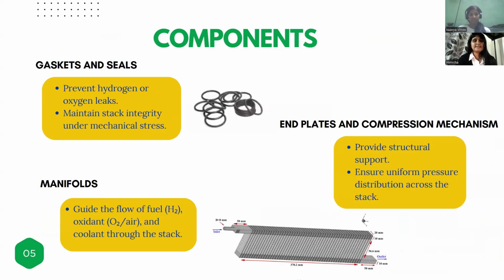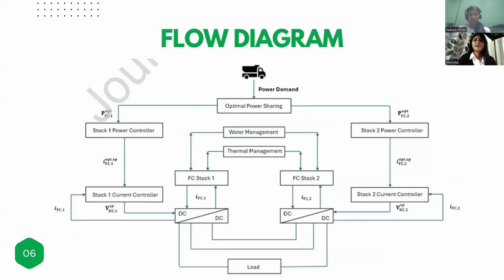Then we have gaskets and seals. Gaskets and seals are used to prevent the hydrogen or the oxygen gas from leaking from the cell. Then we have the end plates and compression, which provide structural support to the cell, and also ensure that there is a uniform pressure distribution throughout the cell. Then we have manifolds, which are used to guide the flow of hydrogen, oxygen and the coolants throughout the stack. Then this is a flow diagram of a real-life example of how the fuel cells are generated.